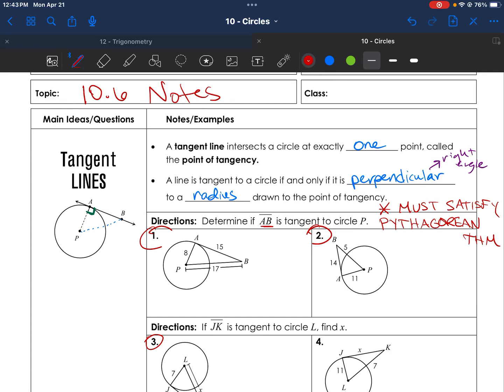Alright, y'all, this is section 10.6. We're going to be talking about tangent lines today. Alright, so we're starting to wrap up unit 10 on circles. So we have next the tangent line.